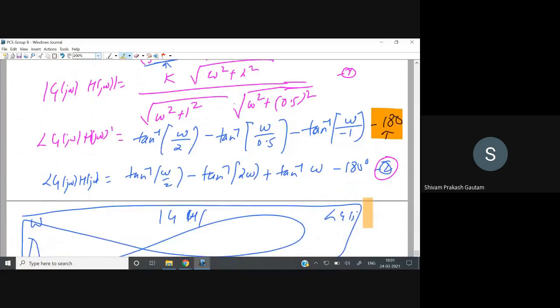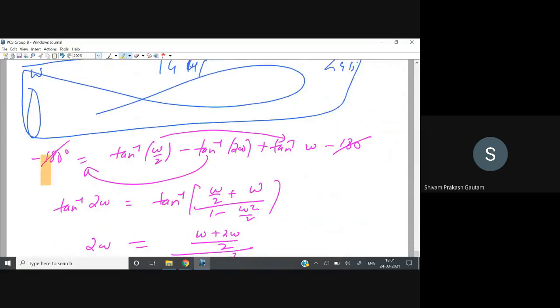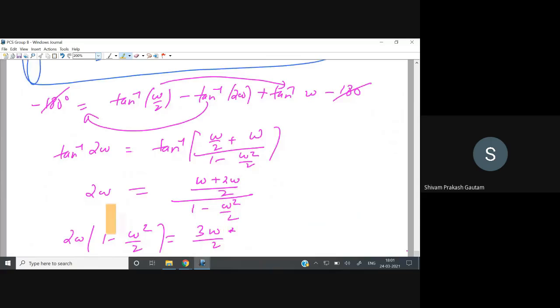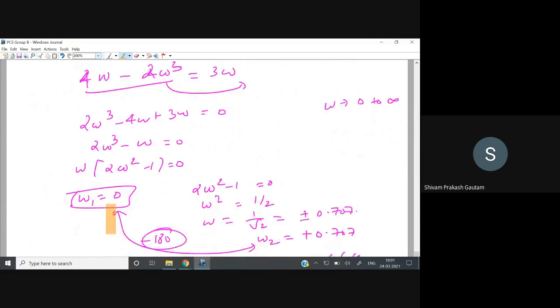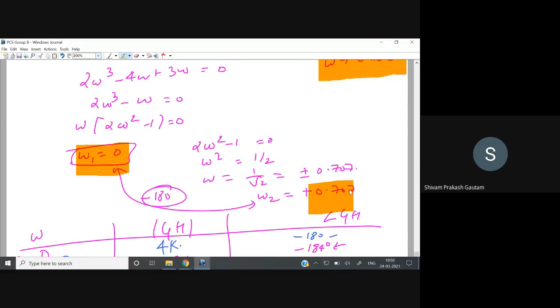Now we want to be sure at what different frequencies our plot is cutting the minus 180 degree line. So I will equate equation number 2, that is the phase expression, to minus 180 degree, and use the formula. After using it, we have got different values of omega. These are the three values: omega 1 equal to 0, plus 0.707 and minus 0.707. But we are plotting only for positive values, so we have neglected minus 0.707. Though it will also cross the minus 180 degree line at negative frequency, that we will see in the Nyquist plot in coming lectures.